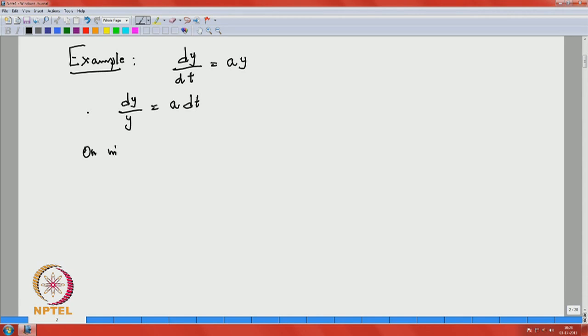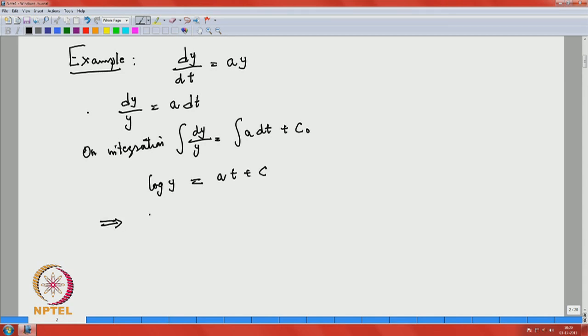Then you say that on integration, you immediately write integral of dy by y is equal to integral of a dt plus some constant. Integrate, you get log y. These are the steps written quite often: a t plus c naught, and finally, with one more step, you write y of t is equal to c e power a t. Good, the answer is fine.